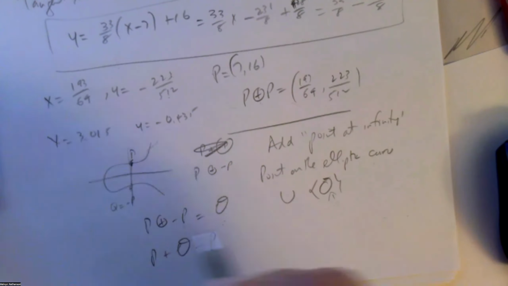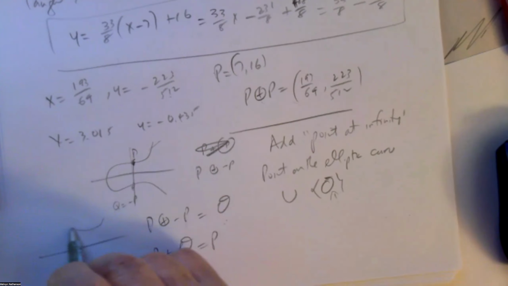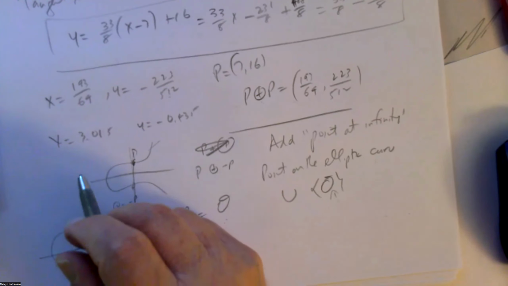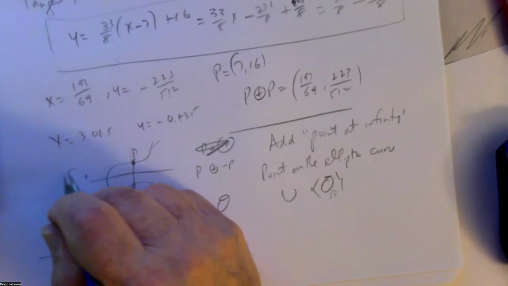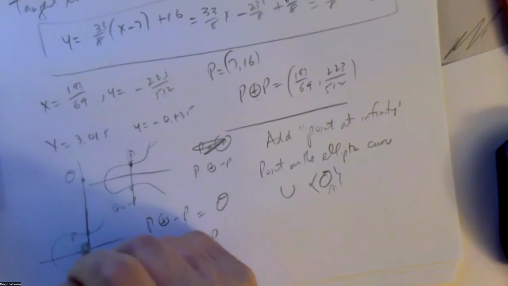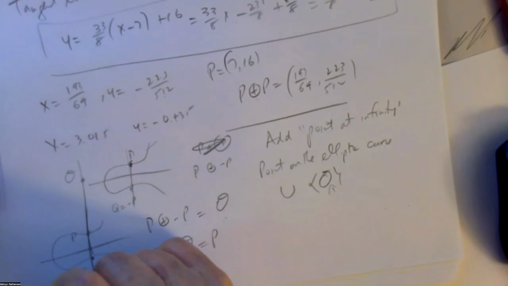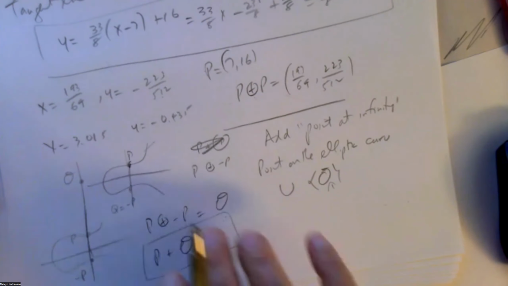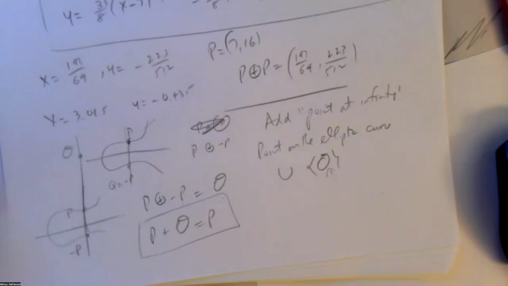In fact, the way we think of it is this. Here we have our curve. Here's a point P. The point at infinity, think of it as being up above the point. You draw this vertical line through P and O. It hits the curve at the third point, minus P. And then when you reflect this around the x-axis, you get back to P. So geometrically, that's why we can say P plus the point at infinity is P.